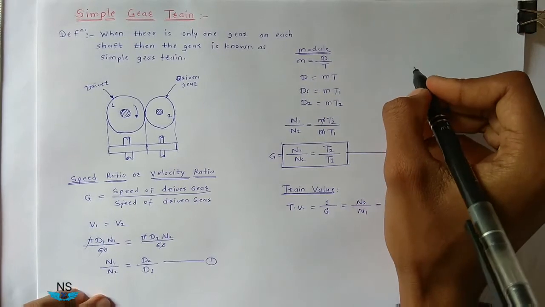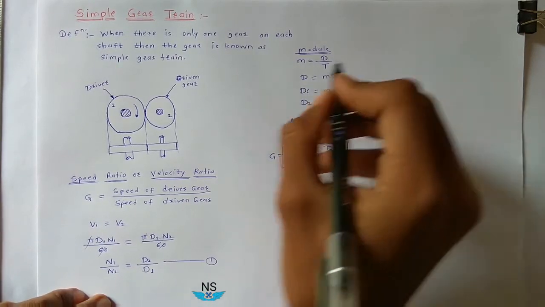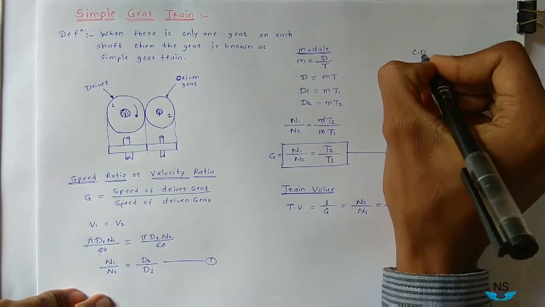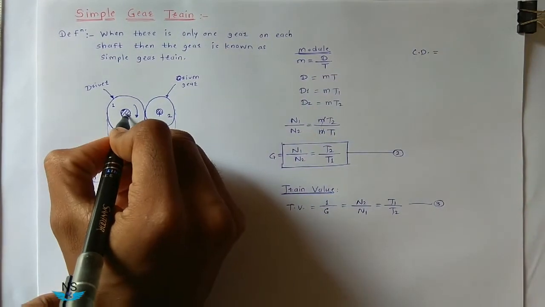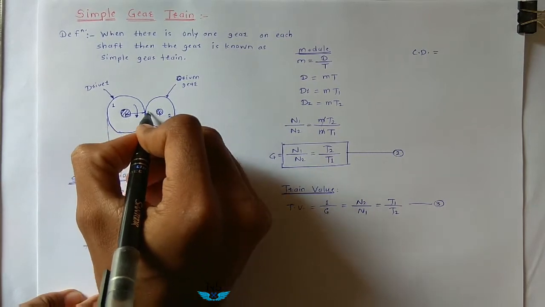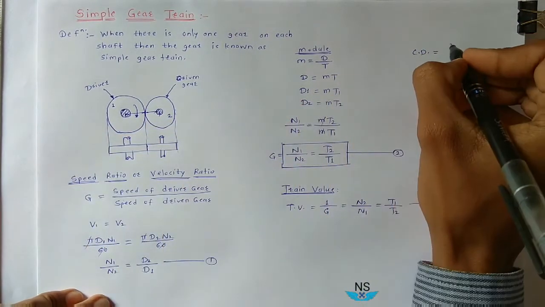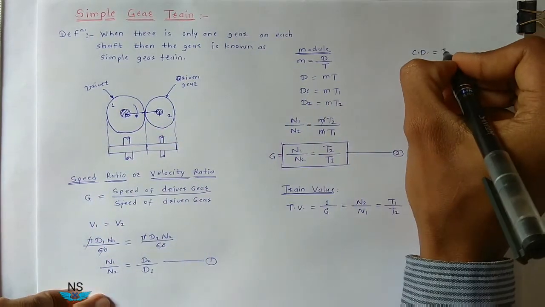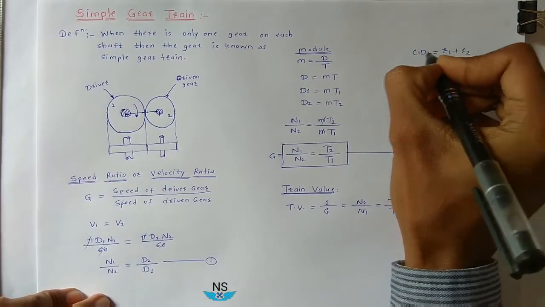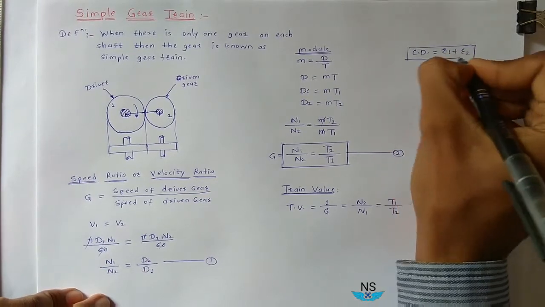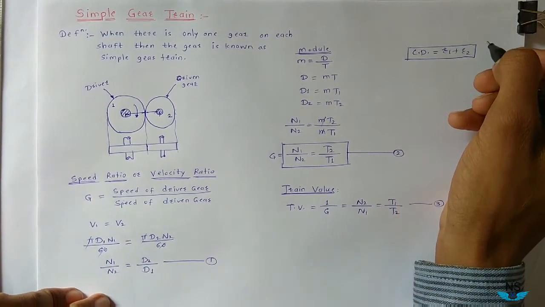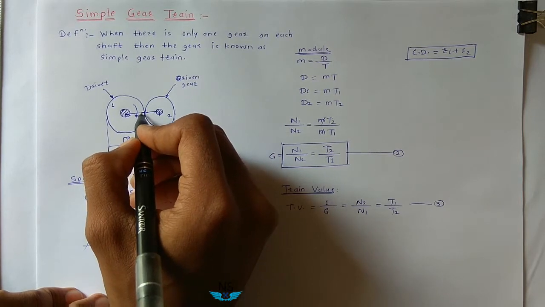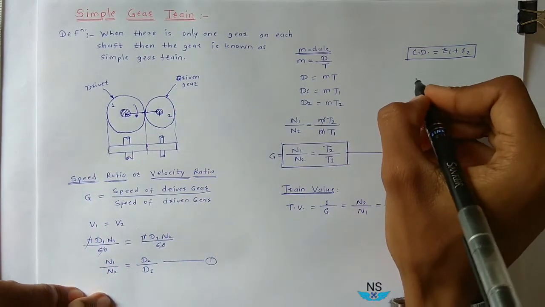If the center distance between the shafts is CD, it is equal to the radius of this gear plus the radius of this gear, that is R1 plus R2, the center distance between the two shafts. Now if the center distance is more, then intermediate gears are used.